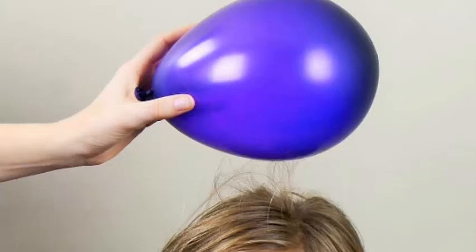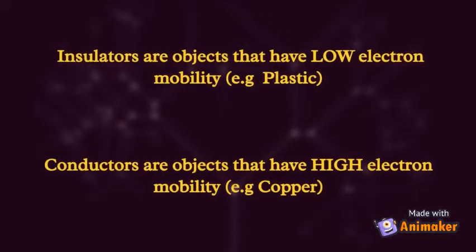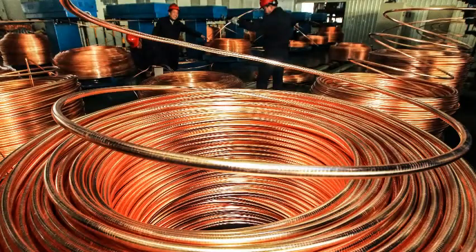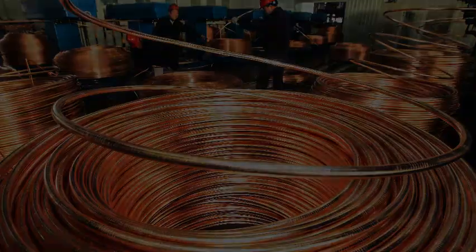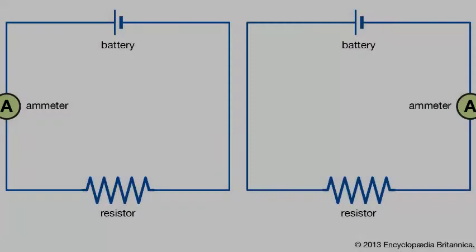With that knowledge, I can explain what insulators and conductors are. Insulators are objects that have low electron mobility, and conductors are objects which have high electron mobility. An insulator is a material like plastic, while a conductor is a material like copper. See where I'm going with this? The millions of electrons within these wires can communicate easily, which creates an electrical circuit.